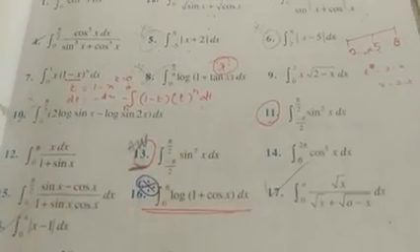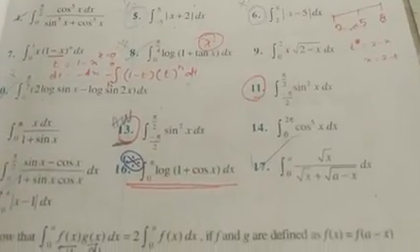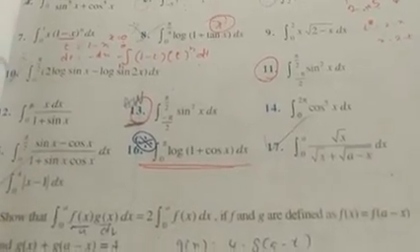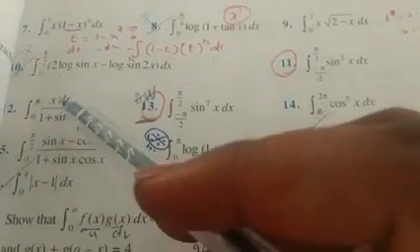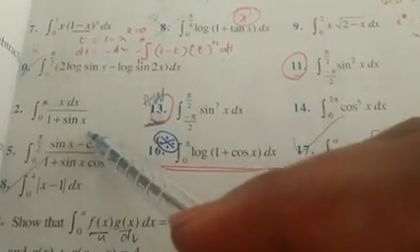Let us move on to the 12th sum and just recall the properties before watching this video. Pause for a minute and recall it. The 12th question is the integral from 0 to pi of x dx divided by 1 plus sin x.